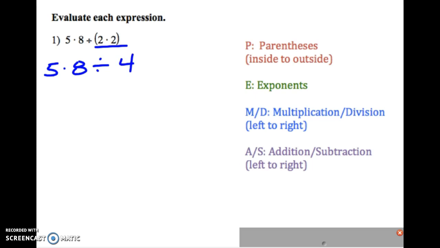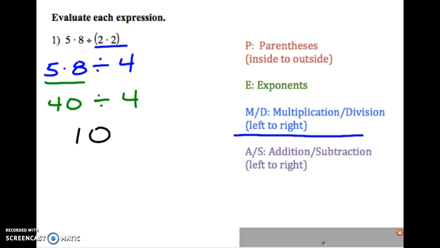Everything left here is now multiplication and division. So we have to do those going from left to right. So on the left, we got the 5 times 8. So we're going to get 40. And that leaves us the 40 divided by 4, which should give us 10.